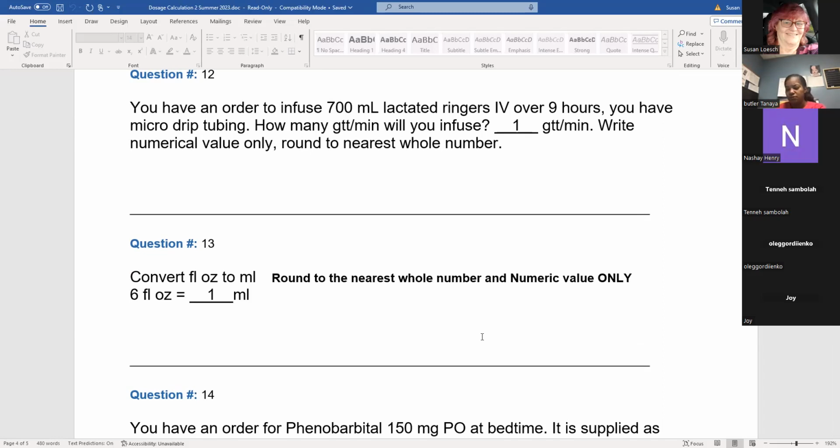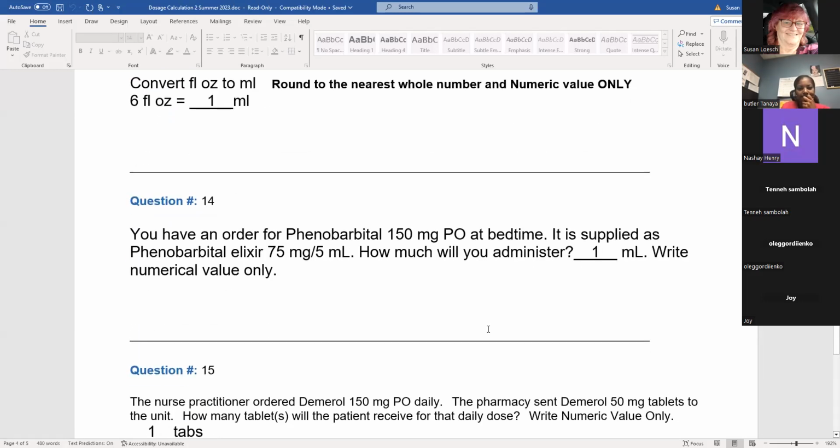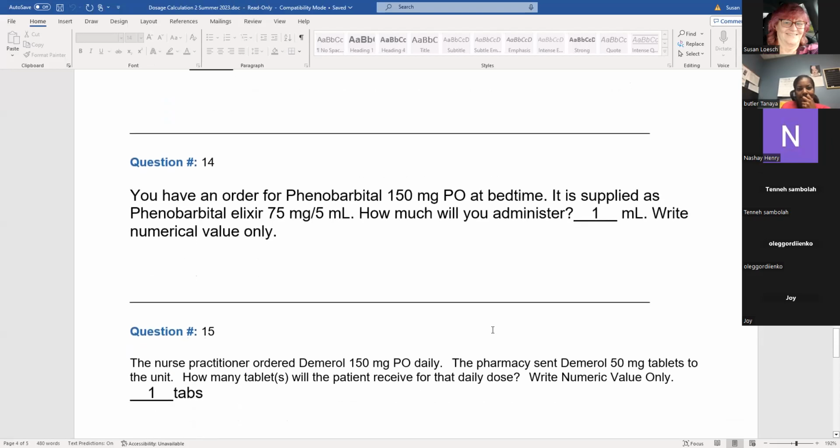Going from mLs to ounces, then you have to divide, right? This is just desired over have. This here, okay, how are we giving this? It says we're giving it PO. So the answer should have been 10. Everybody got that? 10 mL. Good.